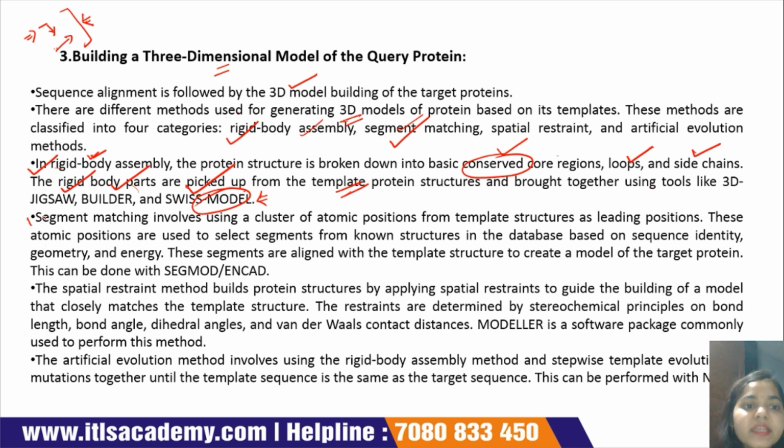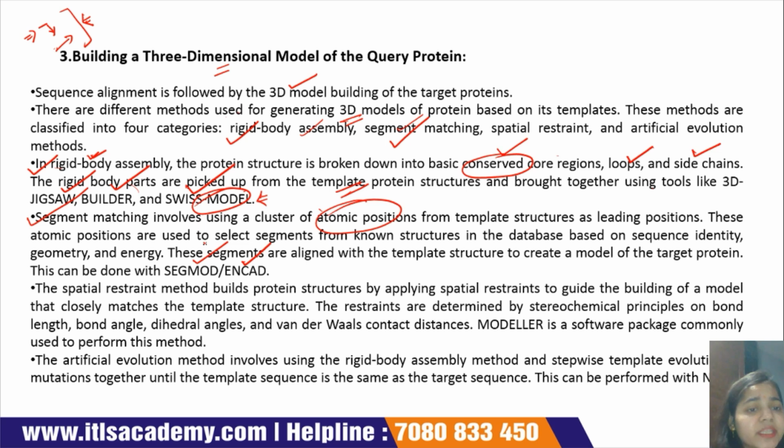Next is segment matching. Segment matching involves using a cluster of atomic positions from the template structure as guiding positions. These atomic positions are used to select segments from known structures in the databases based on sequence identity, geometry, and energy. These segments are aligned with the template structure to create a model of the target protein. This is done by SegMod and INSIGHT.